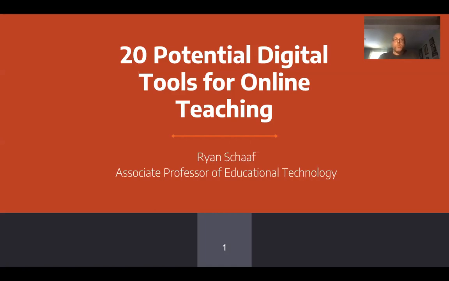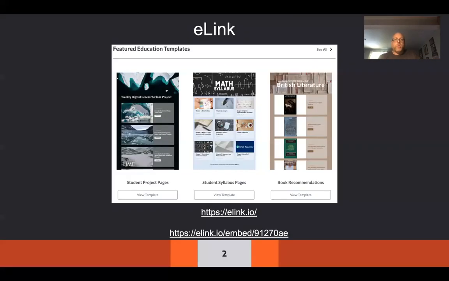Okay, so we're going to get started with tools right away. Okay, so the first tool I have is called ELink. ELink allows an instructor to gather web links to online resources. For each one, ELink pulls the title of the resource from the website, plus an image from the site, or you can even upload your own. Okay, you can also add your own comment to each link.